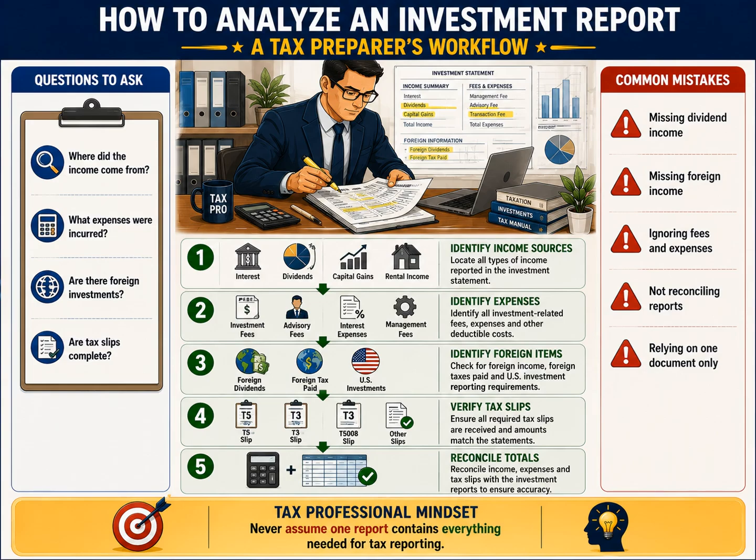Let's walk through the 5-step process shown in the center of the slide. The first step is to identify income sources. When reviewing an investment report, your first objective is to determine where the income is coming from. This may include interest income from bonds or GICs, dividend income from shares, capital gains from investment sales, or even rental income from real estate investments. Before doing anything else, you need to understand the different types of income that exist within the portfolio.